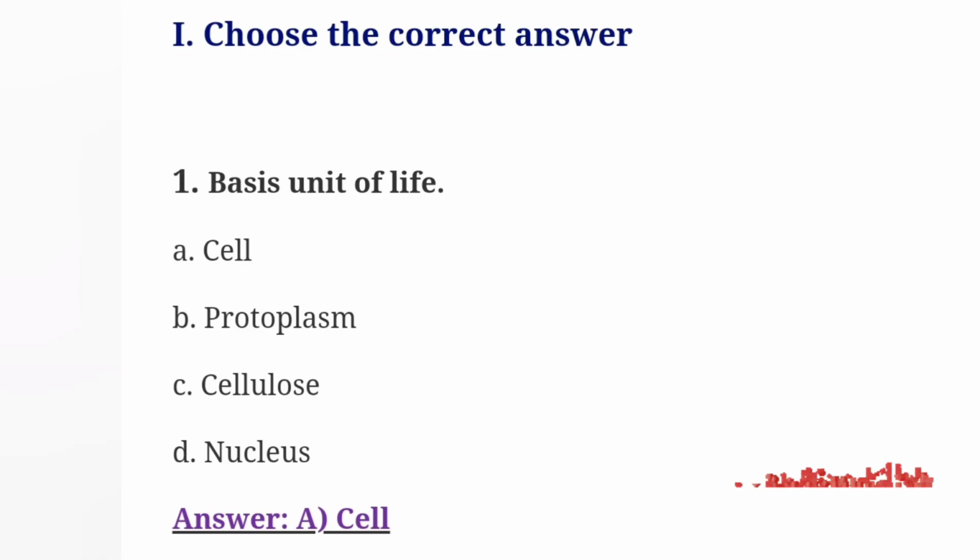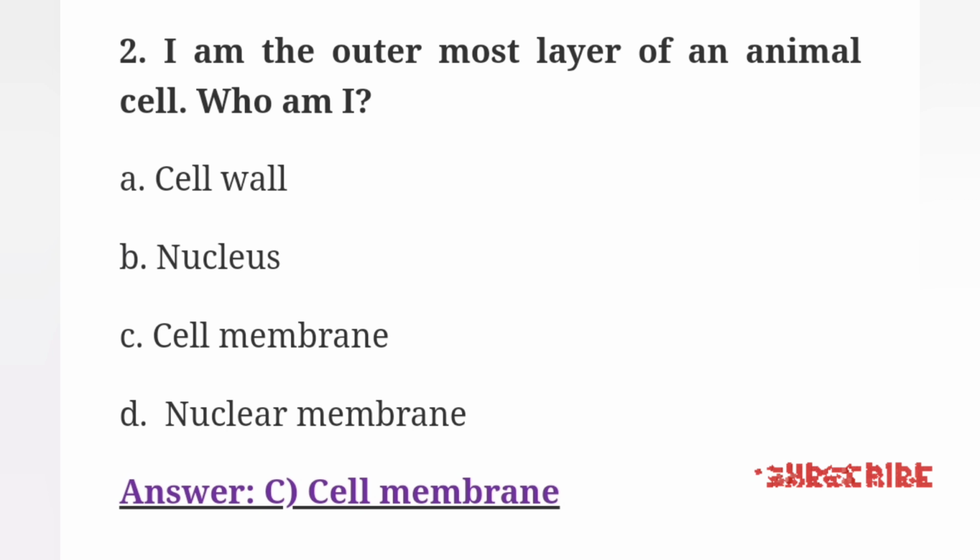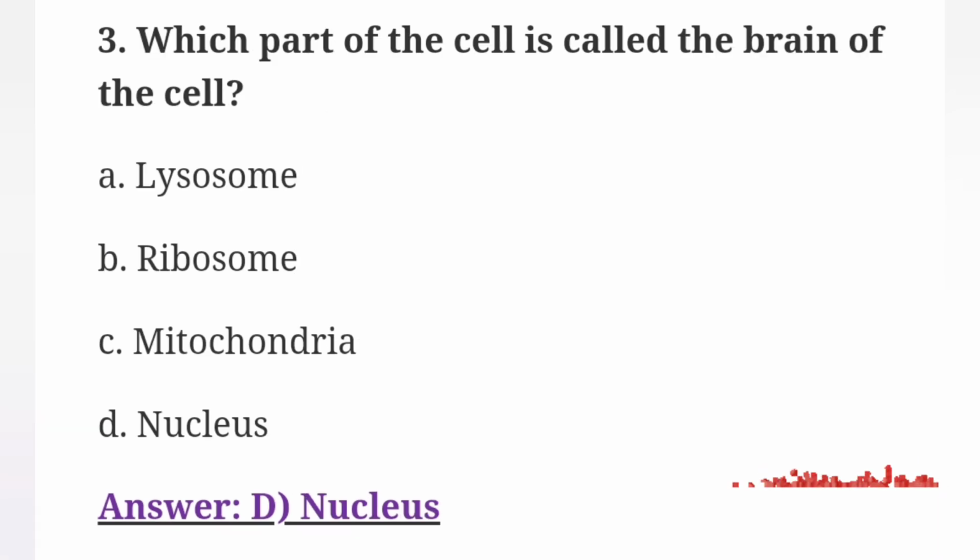First Roman letter, choose the correct answer. First one, basic unit of life. Answer option A, cell. Second one, I am the outermost layer of an animal cell. Who am I? Answer option C, cell membrane. Third one, which part of the cell is called the brain of the cell? Answer option D, nucleus.